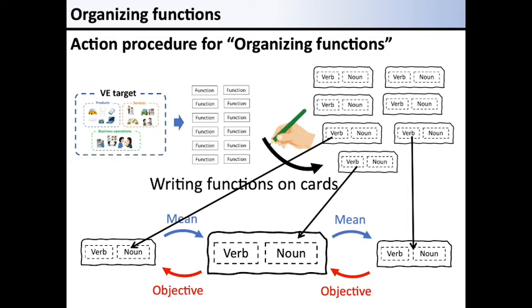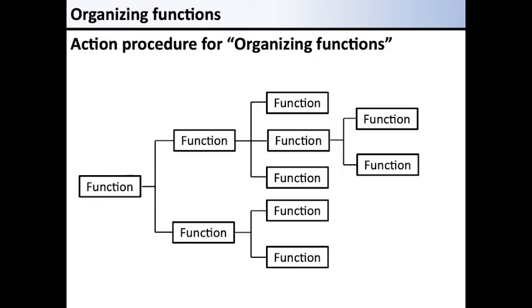You should note the importance of focusing on the relationship of means and objectives rather than cause and effect or time series. After allocating all the functions in a system diagram, you may confirm that the relationship between the functions is means and objectives.